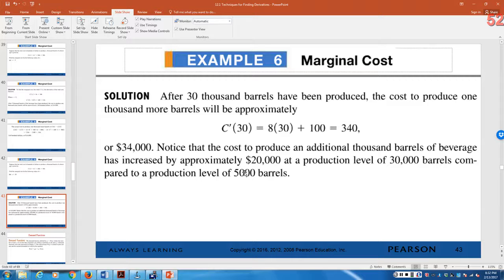So what that's telling you is that your marginal cost is eating you up at that point. So you better be hoping the revenue balances it out.